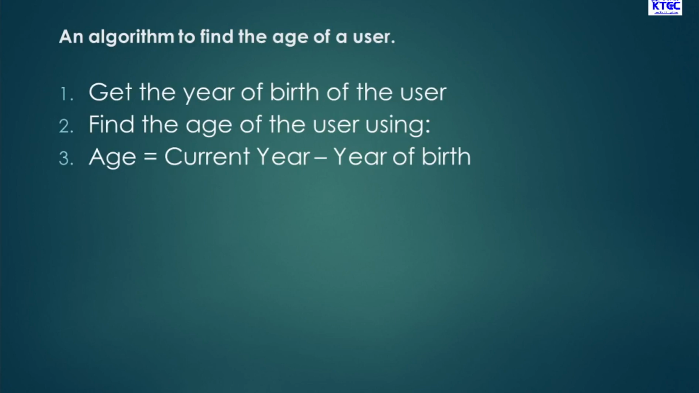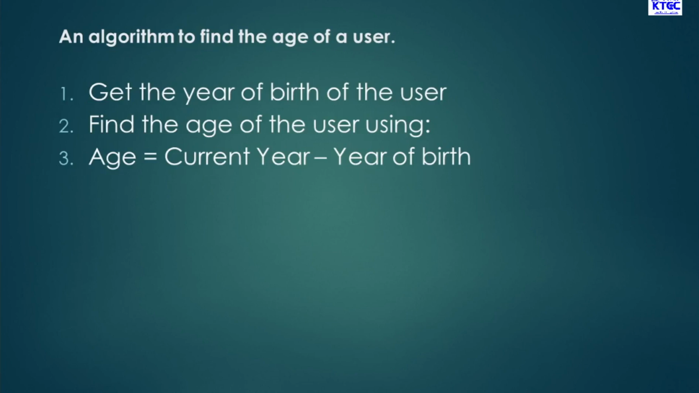An algorithm to find the age of a user. Step one, get the year of birth of the user. So you have to get the year of birth of the user. After getting the year of birth, you find the age of the user using: age is equal to current year, which is 2021, minus year of birth. If the year of birth of the user is 1944, subtract 1944 from 2021. And that gives us the age of the user.